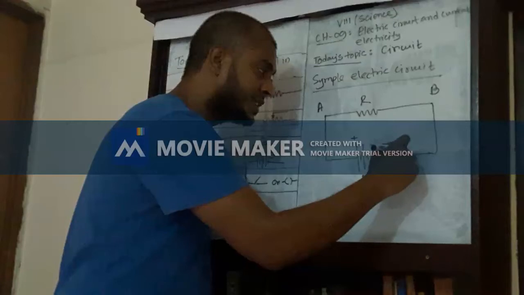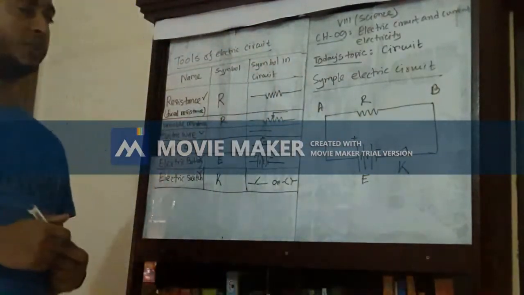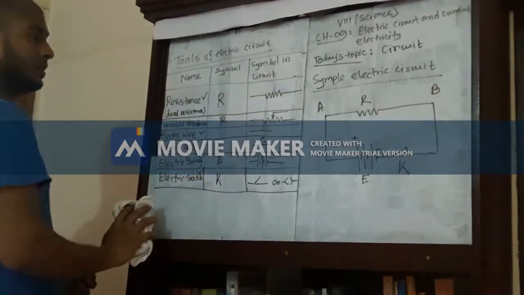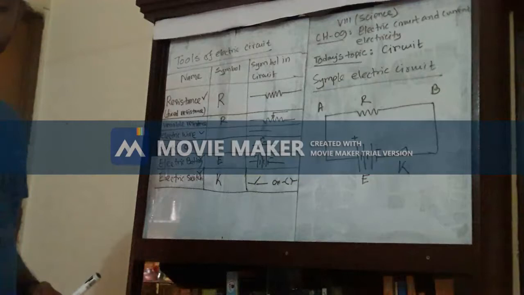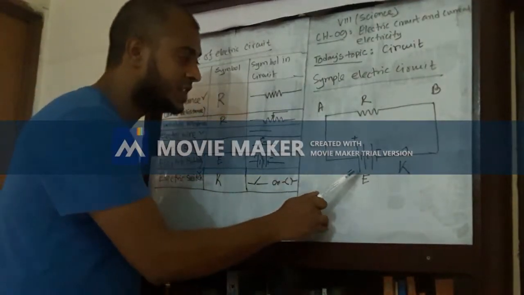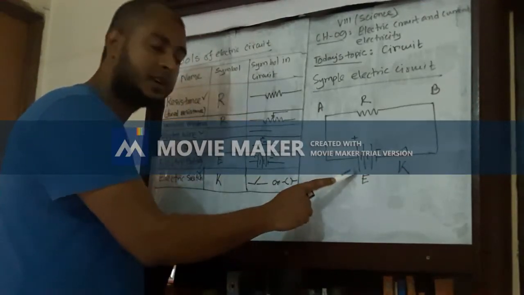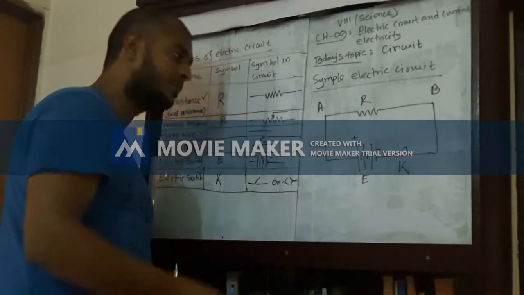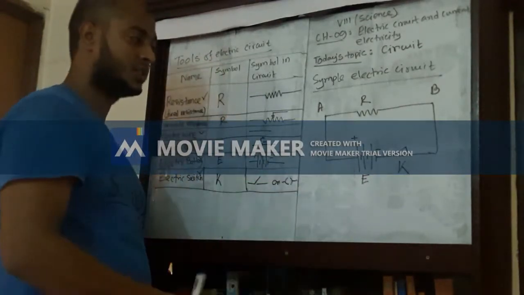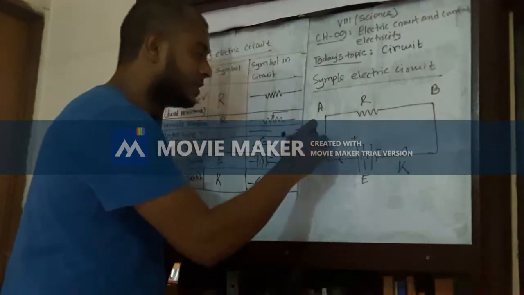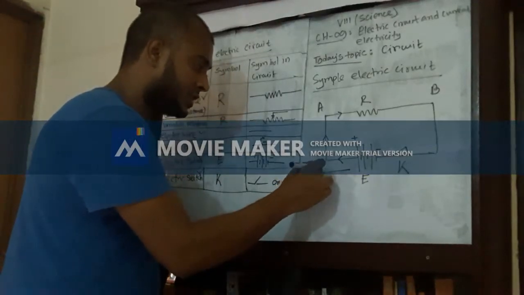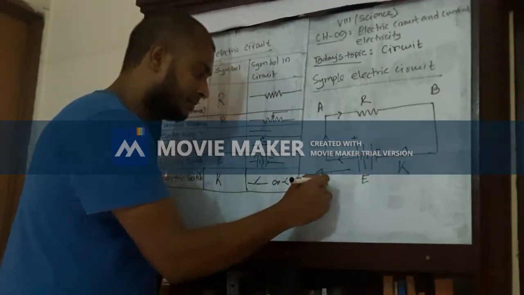When I turn on this switch, what is happening here? Boys and girls, when I turn on this switch, the positive terminal of the battery produces electric current. I repeat, it produces electric current and also supplies electric current. So electric current flows in this direction.